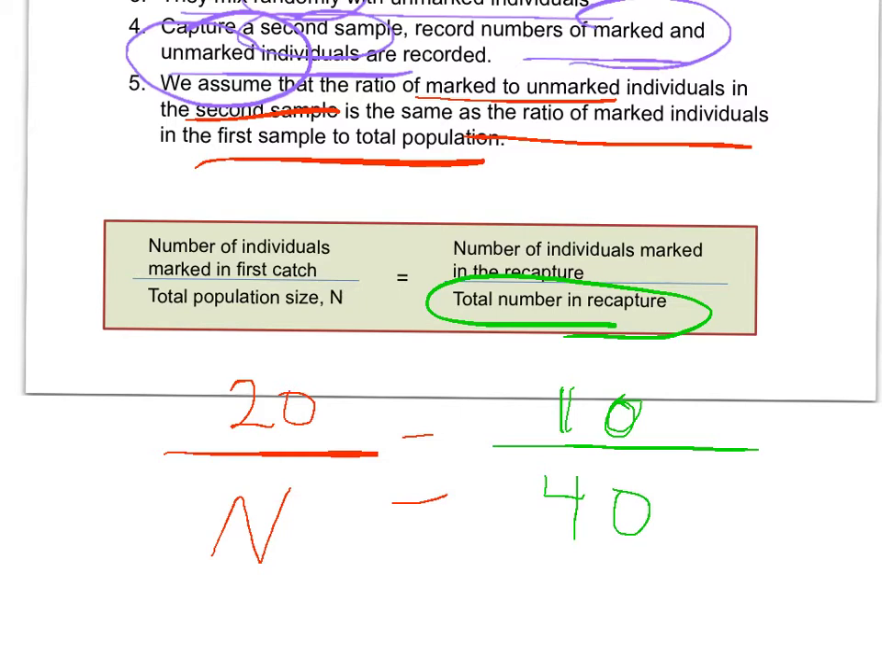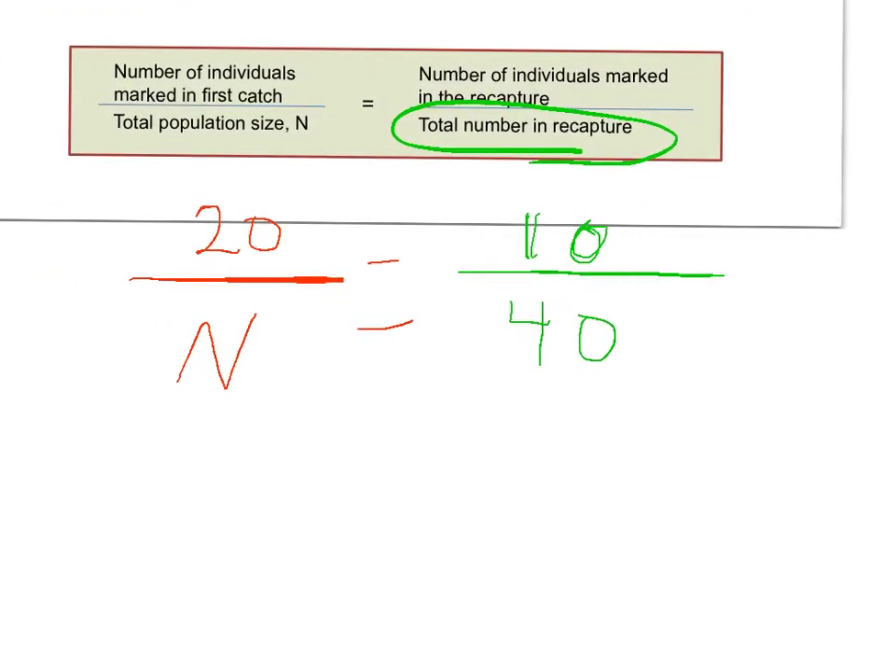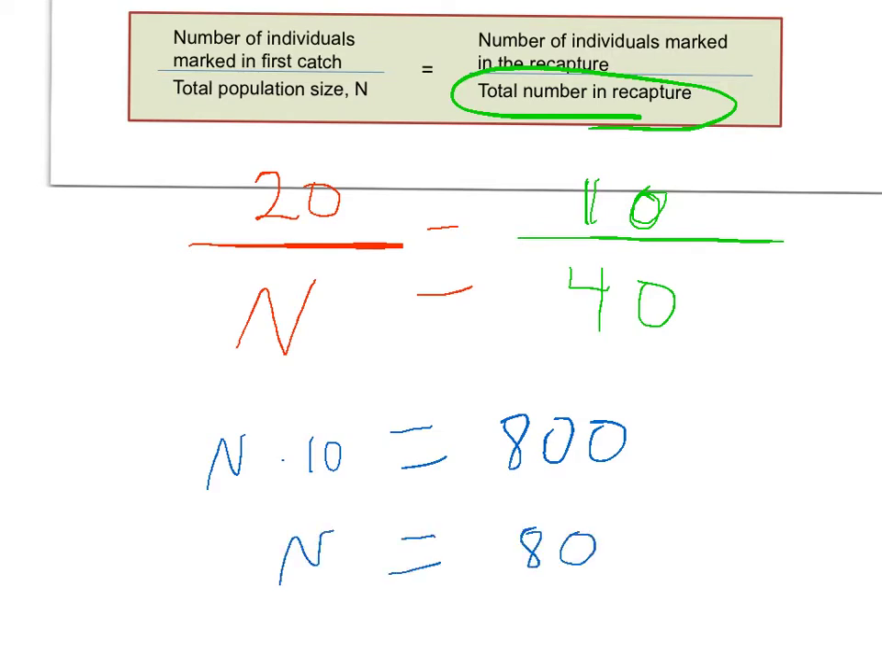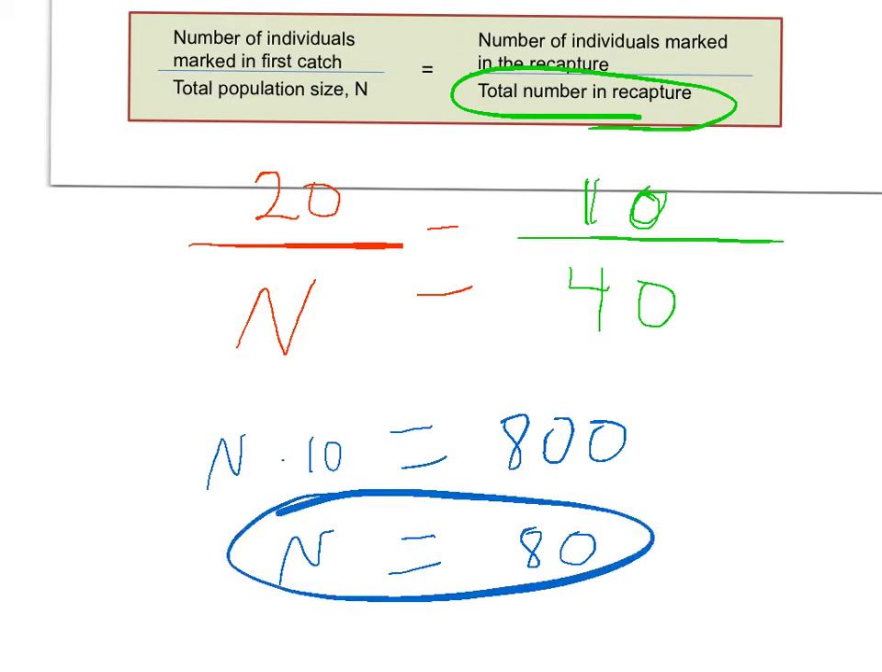So now what do? All right, well, we're going to cross multiply, right? We're going to take this equation that we have here, and we are going to use it in order to solve for N. Okay, so N times 10 equals 20 times 40, which is what? 800. All right, and so N is going to be 800 divided by 10, which is 80. So this tells me that my total population size is 80 goats. All right, does that make sense?